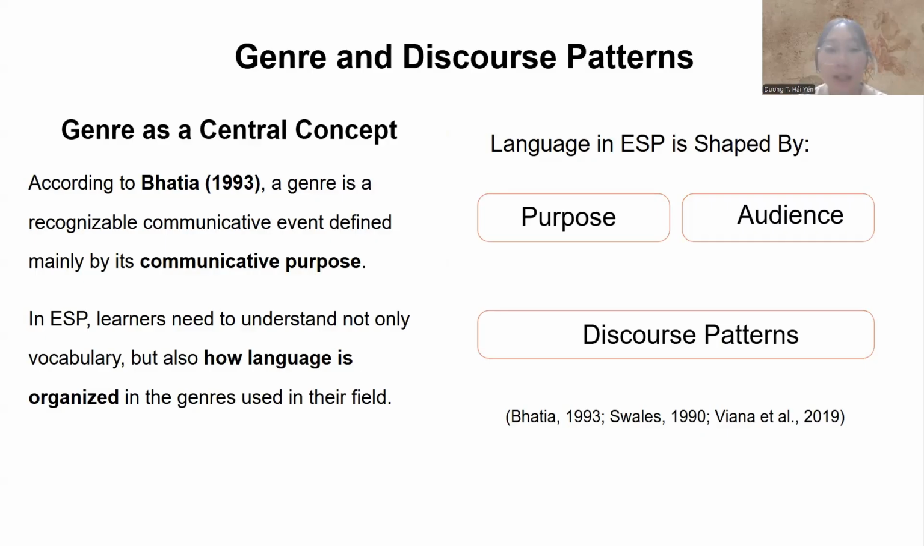And in ESP, learners need to understand not only vocabulary, but also how language is organized in these genres. Language in ESP is shaped by the purpose of communication, the audience, and the discourse patterns. So to use English effectively in a specific field, learners need to know how language works inside the genres of that field. So for example, let's look at an example from tourism. Next slide, please.